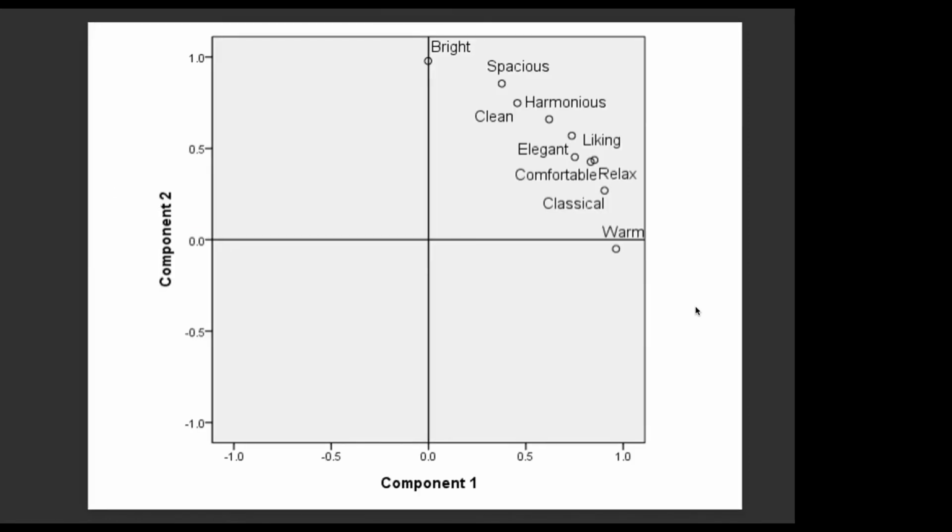And here are the PCA results in the PC graph. Here shows the 2-dimensional space. As you can see, on the top is the scale bright. On the right-hand side, here shows the warm. Next slide, please. And of course, you can see the location of the other scales in this study. For example, spacious is very close to the scale bright. That means if we see an interior design and we find it bright, we may tend to also think it's spacious. Next slide, please.